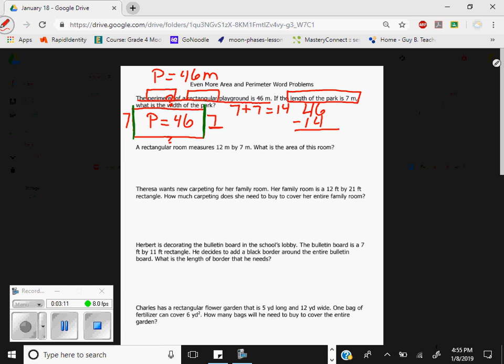6 minus 4 is 2. 4 minus 1 is 3. That 32 meters is not the measurement of one of the sides. It's what both of the missing sides add up to. So now I have to divide that by 2. Now 32 divided by 2 is not basic division. So I put 3 for some odd reason. Let me choose a better color.